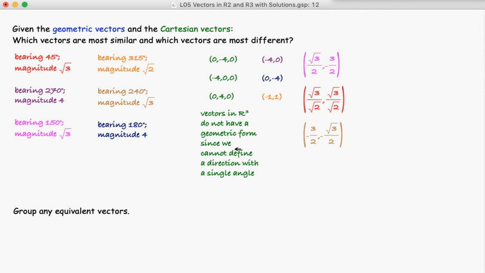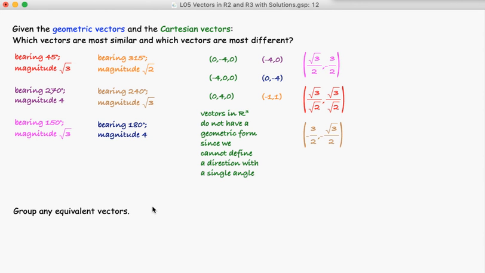So I mentioned earlier, vectors in R3 can't have a geometric form because we can't define the direction with a single angle. You'll see in the next unit we could give direction angles with respect to each axis. But it's very difficult to describe an R3 vector using a single angle.